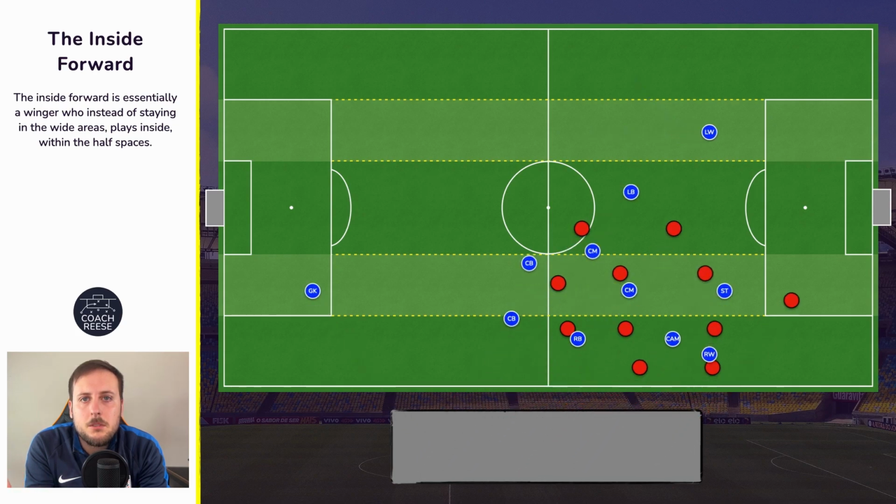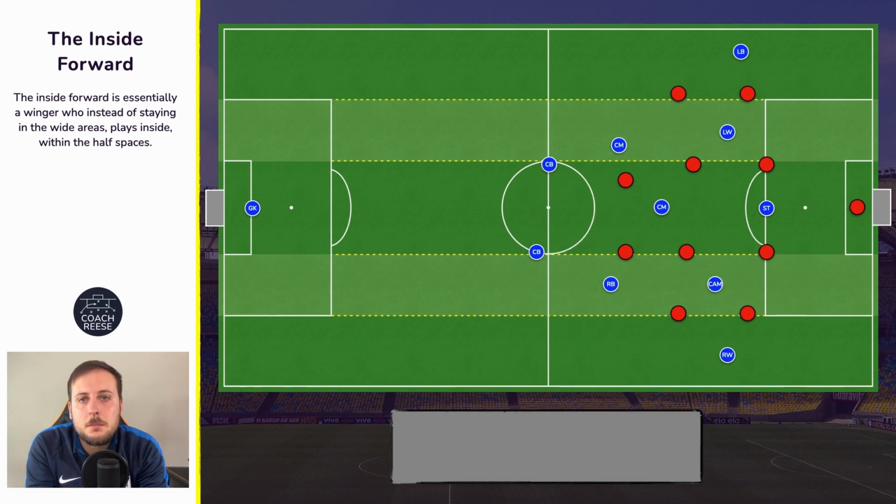So once we have moved our inside forward into the half space, this can really start to increase a team's attacking potential. As we've just mentioned, they might be able to shoot from this position, but also they might be able to put a cross into the box or combine with the striker or other central players to then penetrate that final defensive line and enter the box.